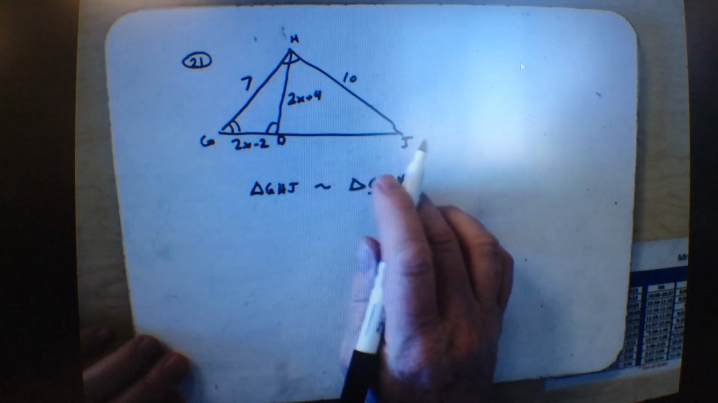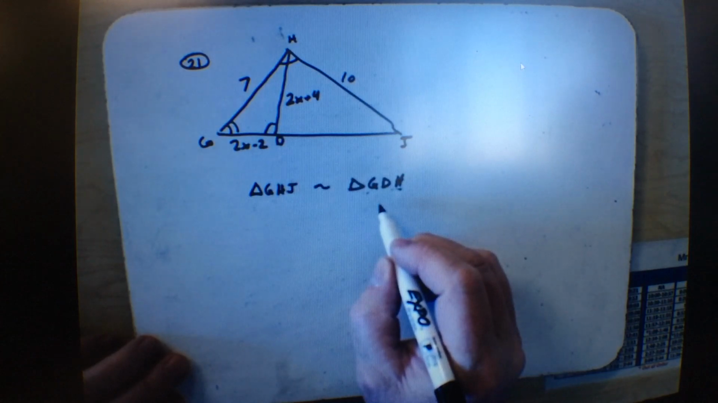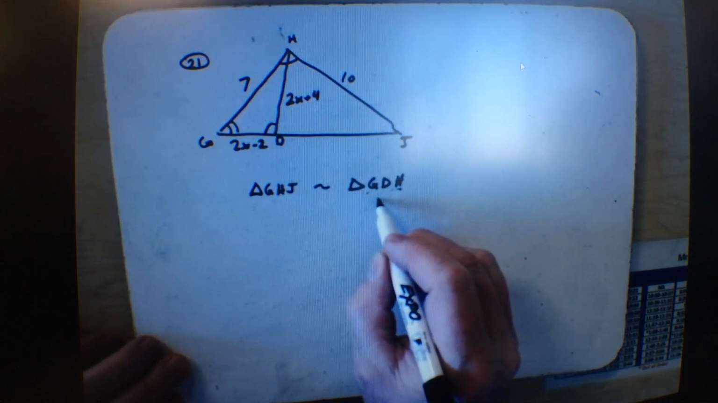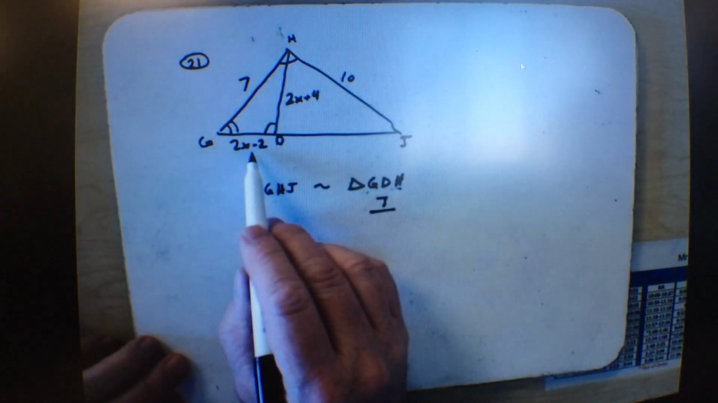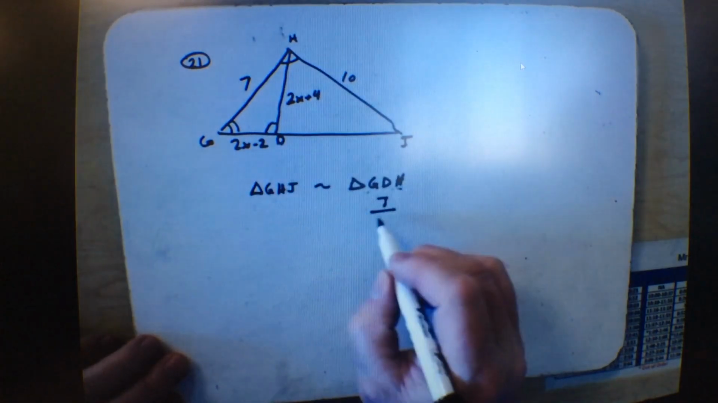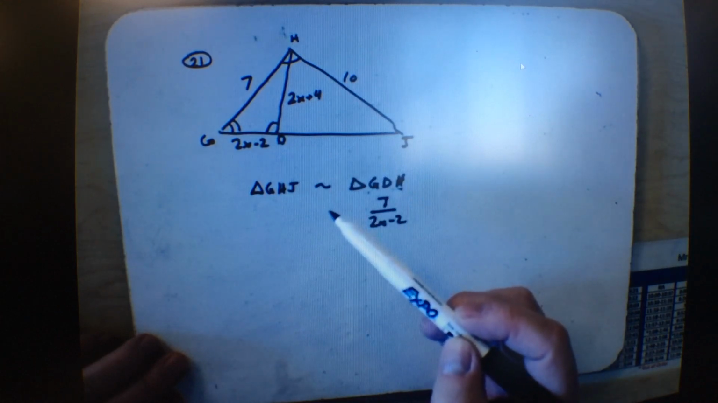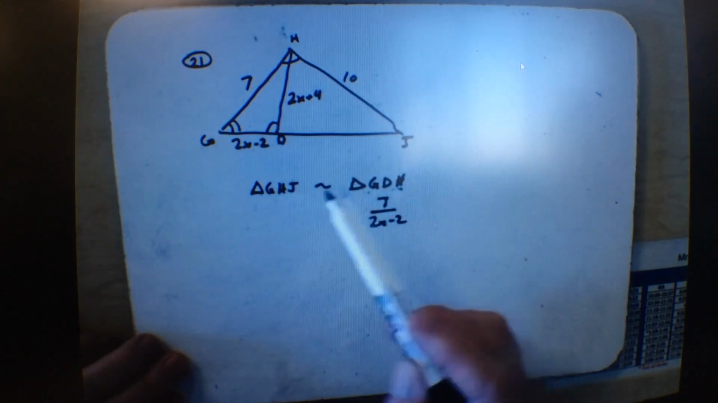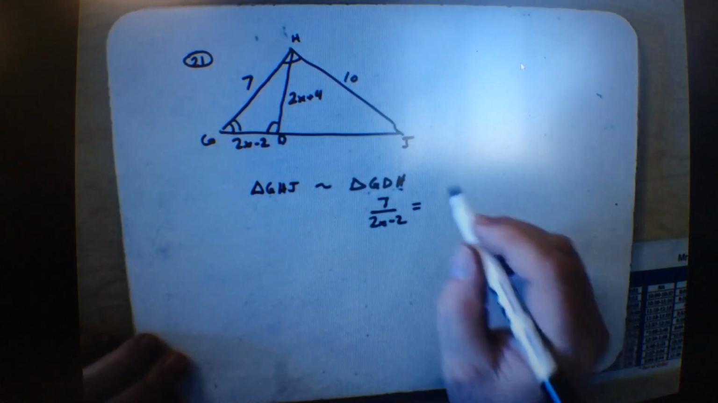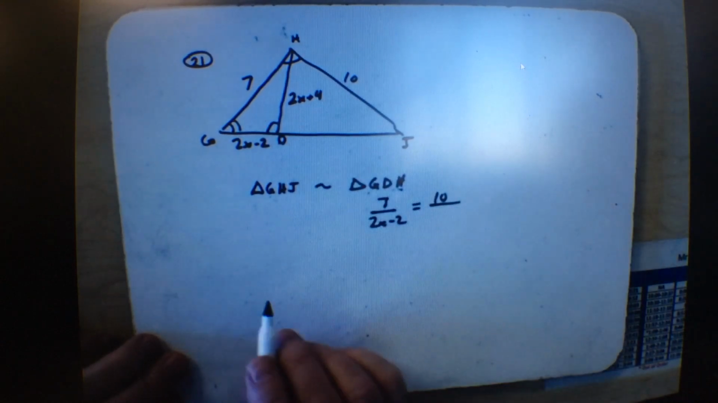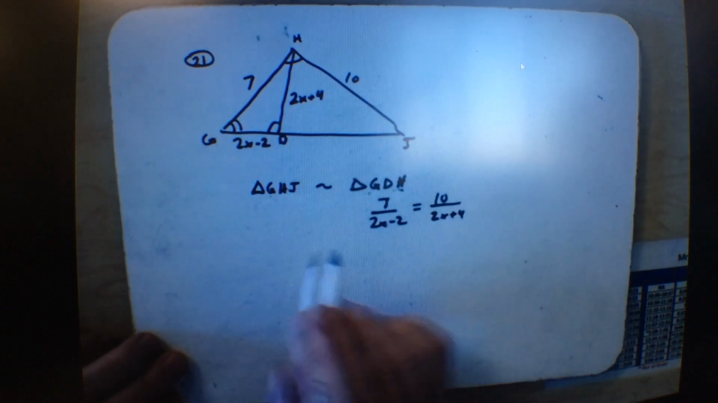I'm sorry, that is not correct. That's why you mark it. 7 of this triangle, the little triangle, 7 over 2x minus 2, because that matches that, because HG matches GD, okay, or HG matches GD, and that equals 10 of the big triangle matches 2x plus 4 on the little triangle, okay?